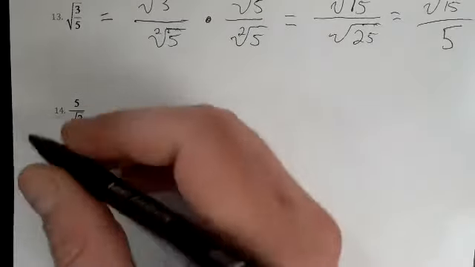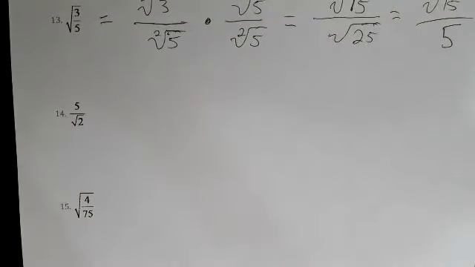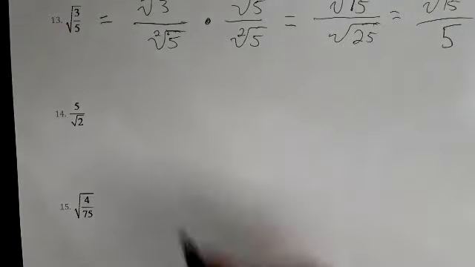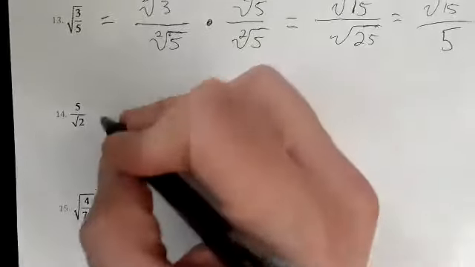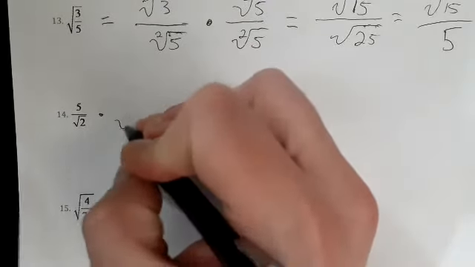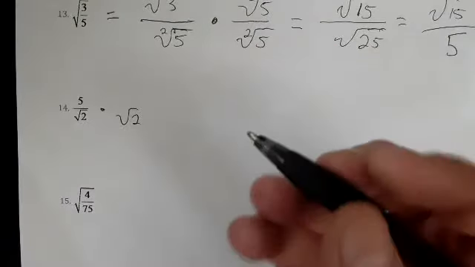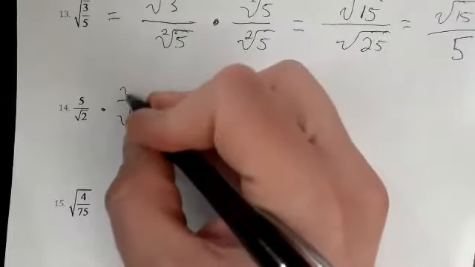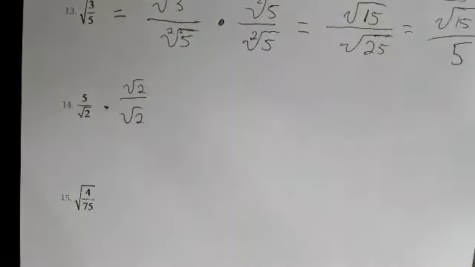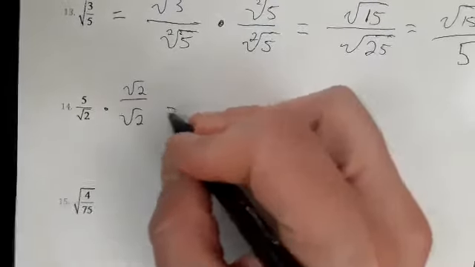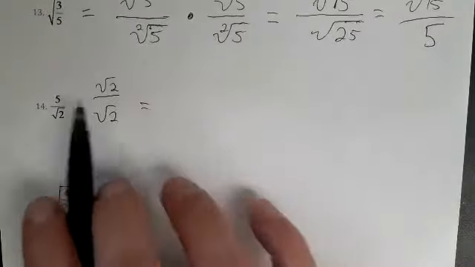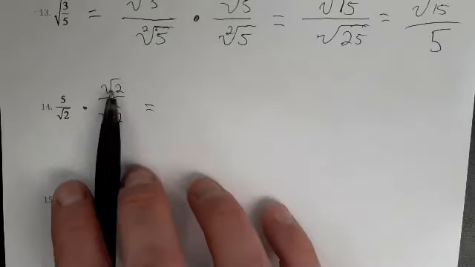So we want to get rid of this radical on the bottom. We have a square root of 2 down there already. So since we have a square root of 2 down here already, we need another square root of 2 to complete this off. Since we need another square root of 2 on the bottom, we need one on top as well.